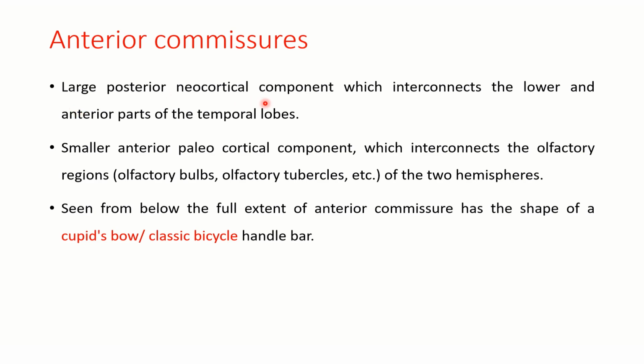So large posterior neocortical component interconnects the lower and anterior parts of the temporal lobes, whereas the paleocortical component interconnects the olfactory regions, namely the olfactory bulb and olfactory tubercles of the two hemispheres. Seen from below, which I have already shown in the diagram, it appears like Cupid's bow or a classical bicycle handlebar.